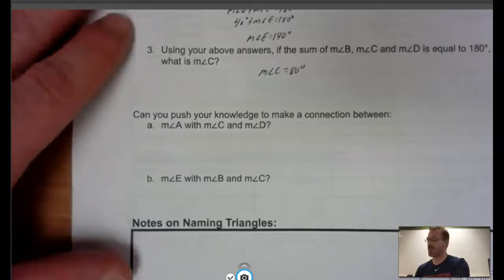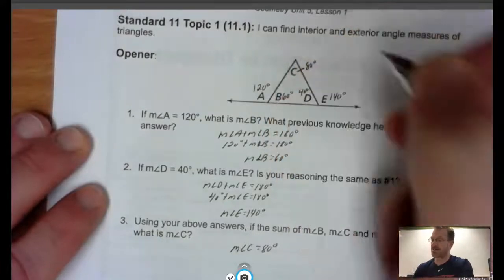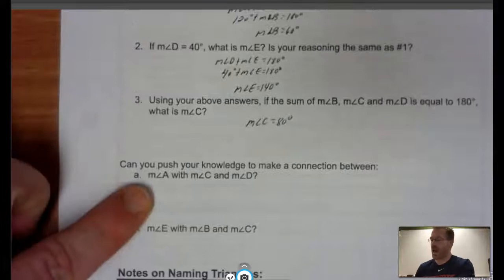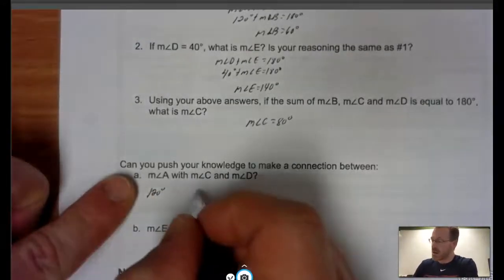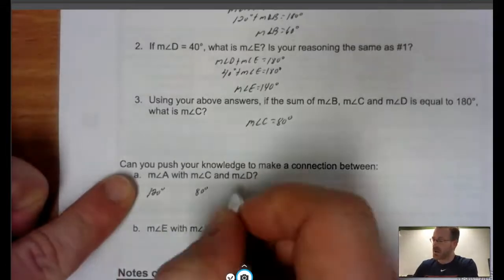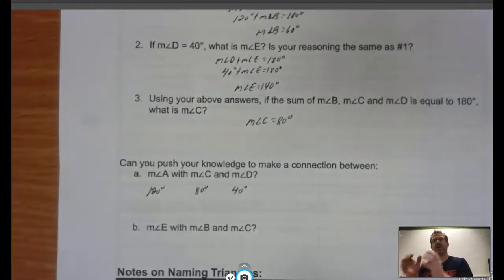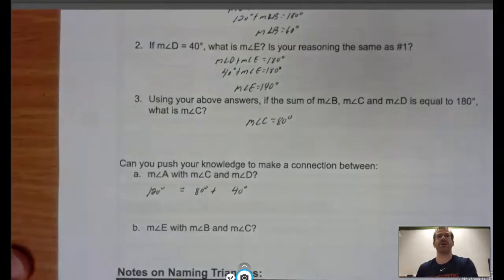All right, so let's see what we have here. So when I look, and I forgot to write this here, but we'll see that C is 80 degrees here. But when we look, we know A is 120 degrees. We know C is 80 degrees, and we know D is 40 degrees. So when we look at that, we definitely kind of see a relationship here, right? So we can see that A equals the sum of C and D.